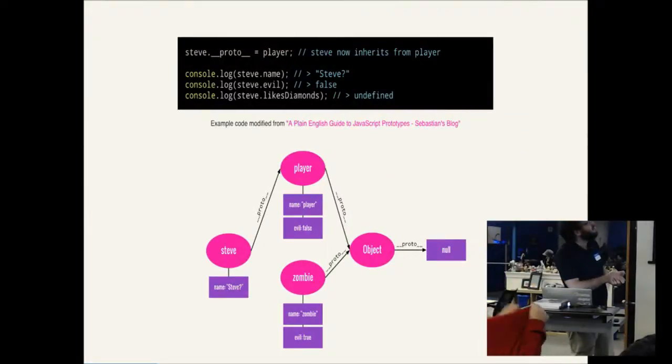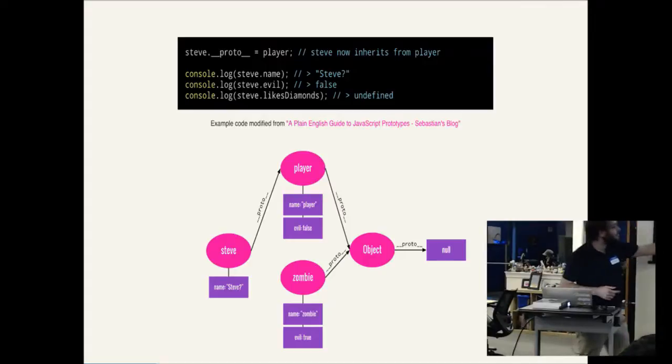But what we can do is we can actually set and change that proto property. So in this first line here, we're setting Steve's proto, which is changing its prototype, to player. So here, Steve was pointing to object, and now we've changed it to point up to player. And why that's interesting is in these next 3 lines.